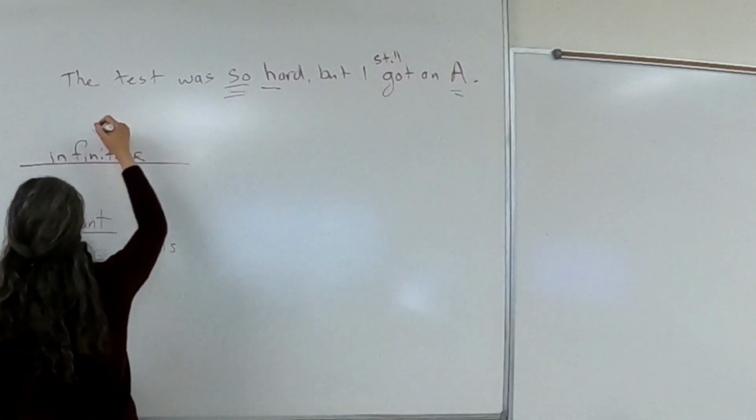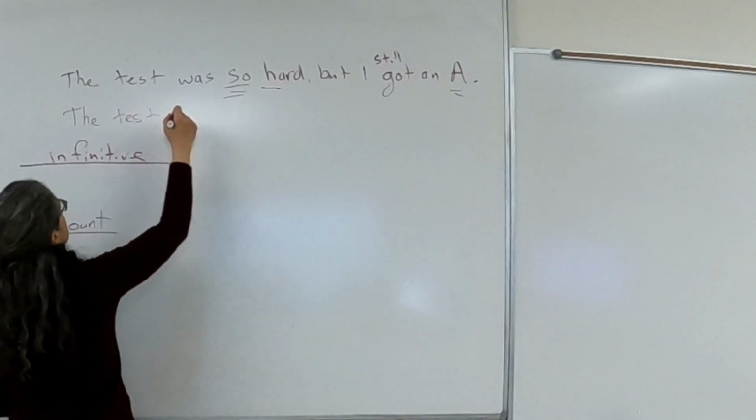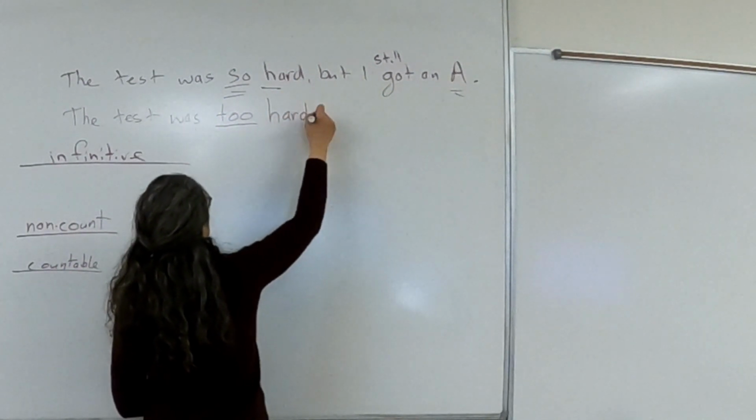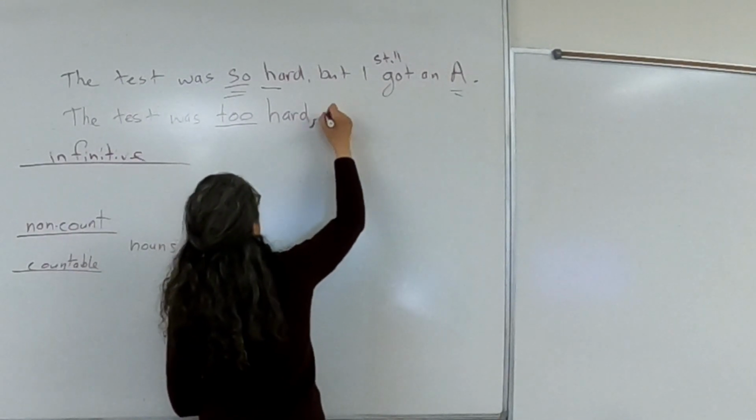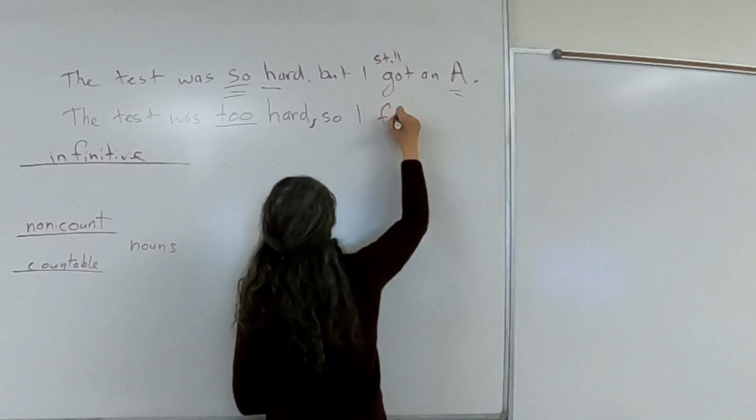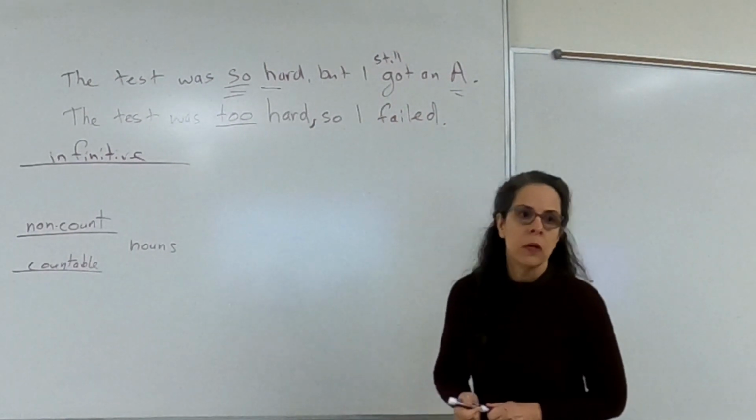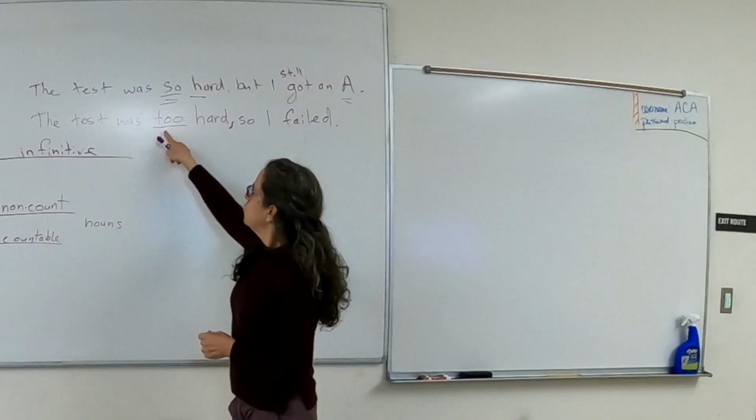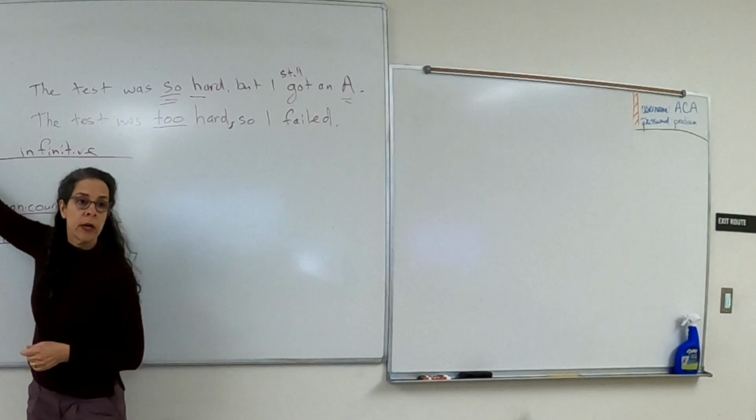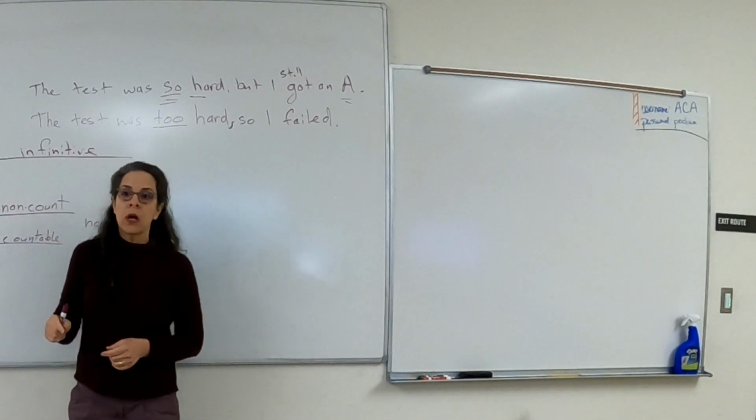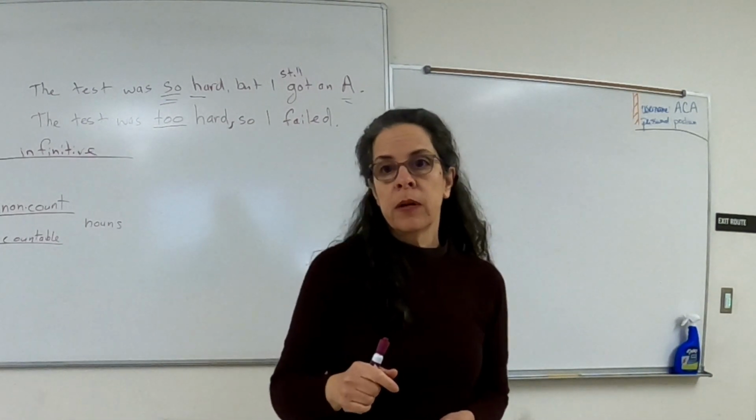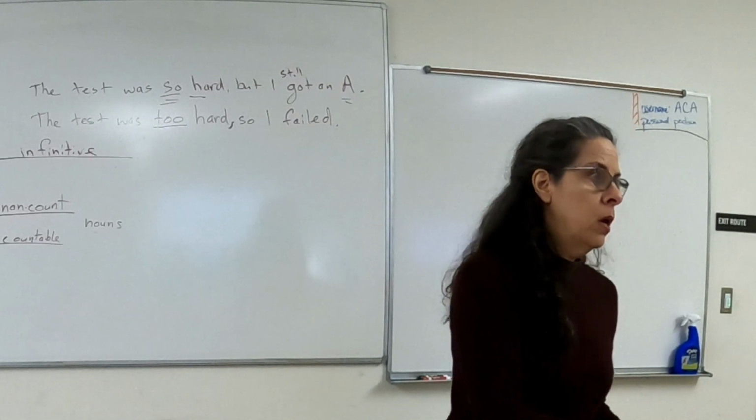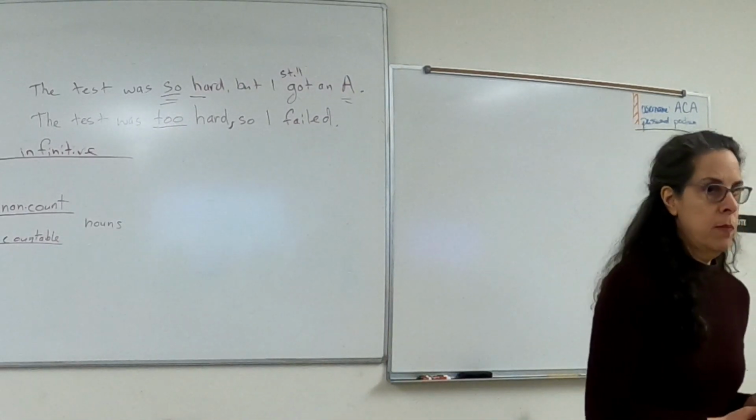But if I change "so" to "too": too hard to pass. That's negative. I couldn't pass my test. So I failed. Different meaning. So "so" and "too," different meaning. Okay, so "too" does not mean "very." It's more than very. It's beyond very, into the area of negative. It's a problem now. It has gone beyond very and now we have a problem.